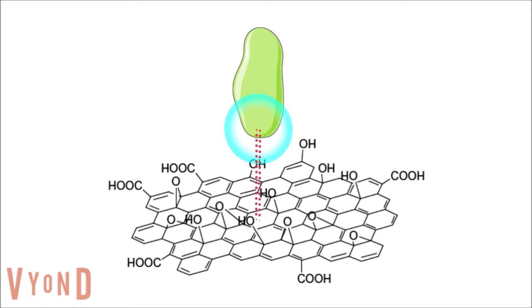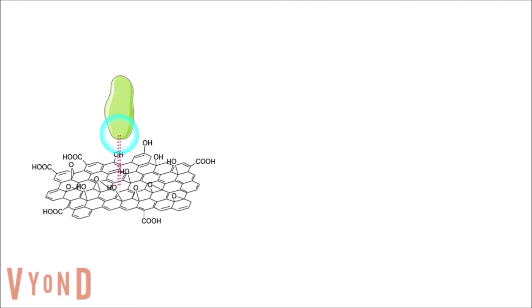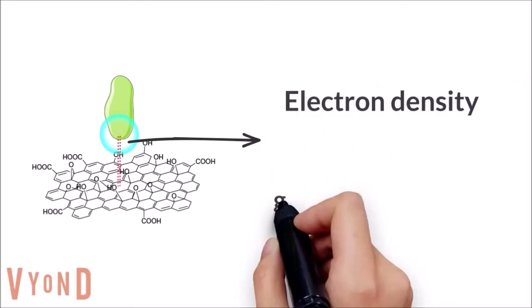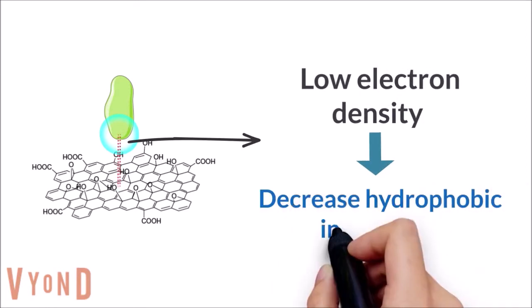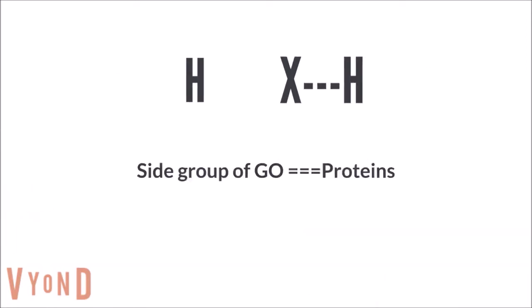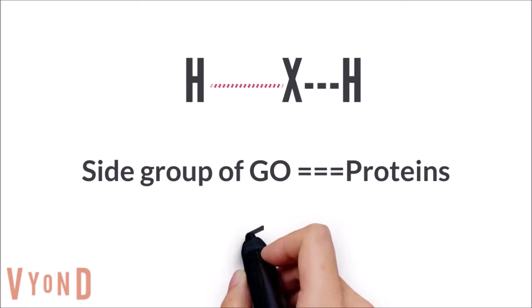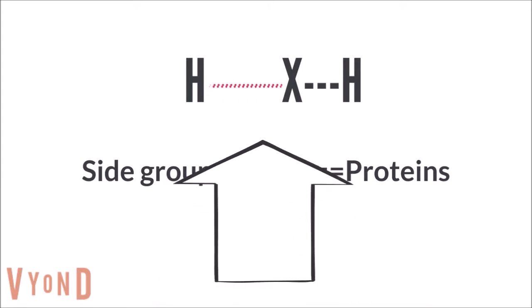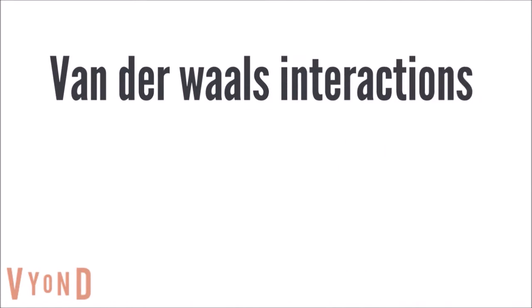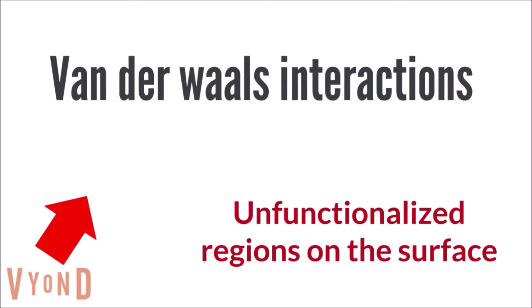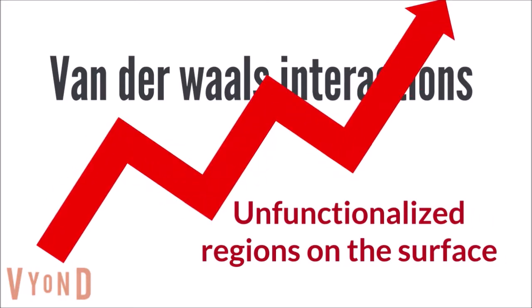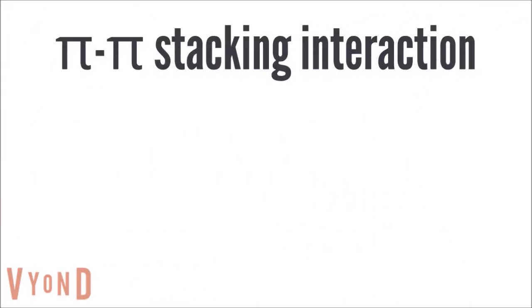Graphene oxide consists of an sp2 hybridized honeycomb carbon lattice, so hydrophobic regions of the protein interact with the carbon lattice predominantly. The hydrophobic interaction between GO and protein strongly depends on the electron density and geometry of the protein molecule, as lower electron density decreases hydrophobic interaction. Also, hydrogen bonds between proteins and side groups of GO support surface adhesion. The van der Waals force also influences adsorption, and an increase in unfunctionalized regions on the surface increases van der Waals interaction on GO. Last is pi-pi stacking interaction.